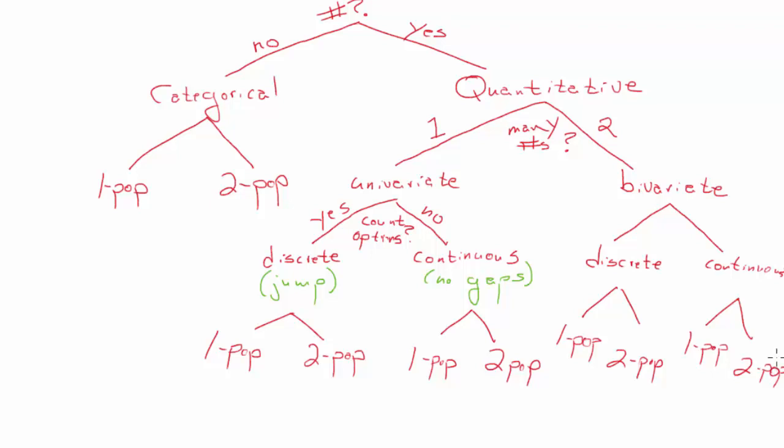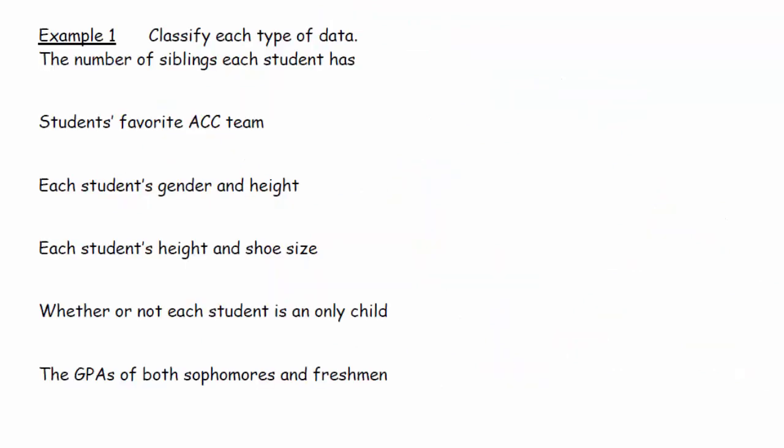So hopefully this little graphic organizer will help you when we're classifying data, because later on, depending on which type of data we have, that will help us determine which sort of plot would best represent our data. So let's look at some examples here. We want to classify each type of data.